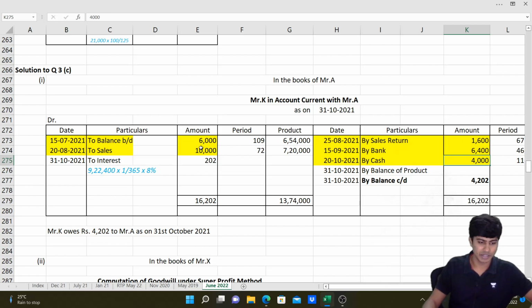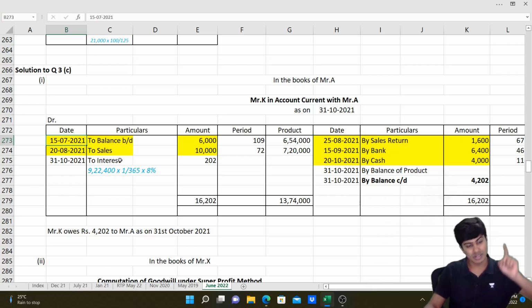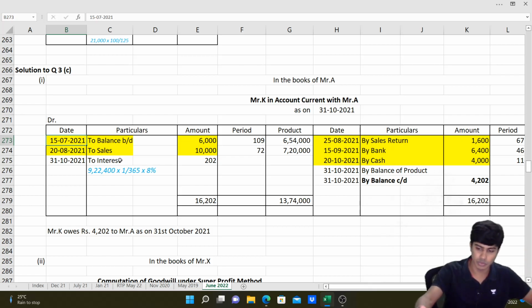So next we'll find period. How do we find period? From the date of transaction to the date of account current. Account current is prepared on 31st of October. But important thing is from 15th of July when you count, count that 15th of July also. However, for the other dates, you would count it from the next day. I hope you got this.